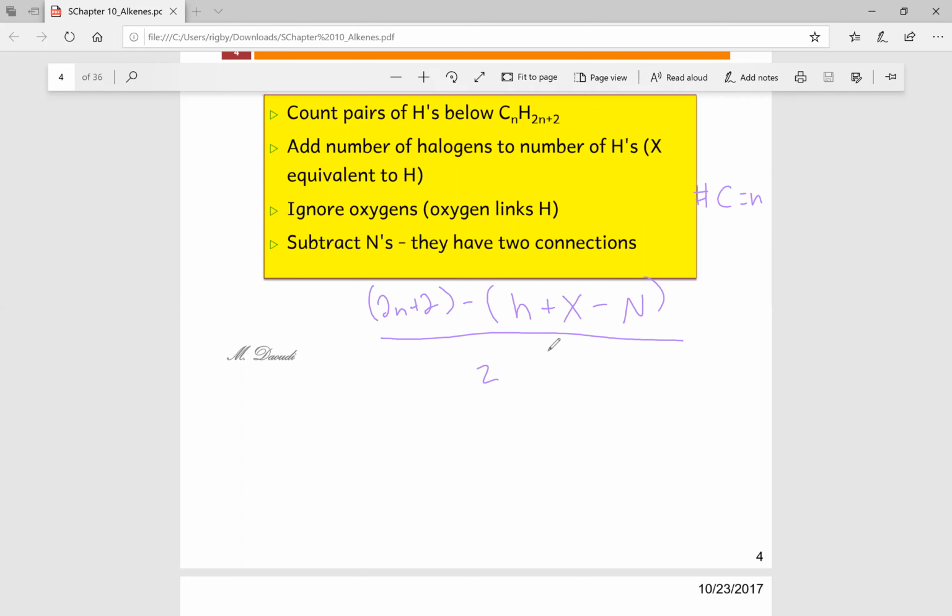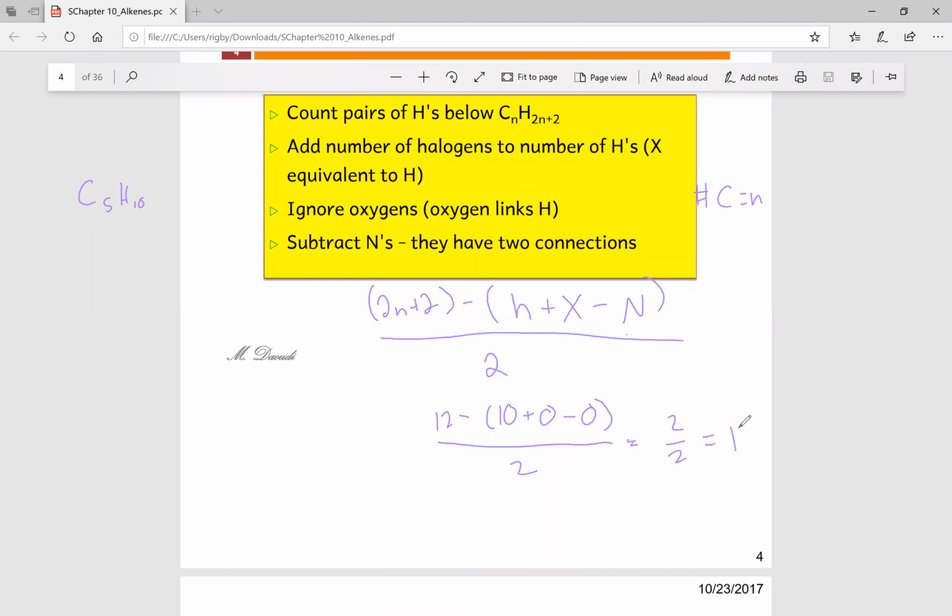Okay? So let's say, for example, we take, I don't know, C5H10. So if we did C5H10, 2n plus 2 for that would be 12. So we're going to do 12 minus, we have 10 hydrogens, 0 halogens, and 0 nitrogens. So that's going to be 12 minus 10 over 2, which equals 2 over 2, which equals 1, which means we have 1 degree of unsaturation.